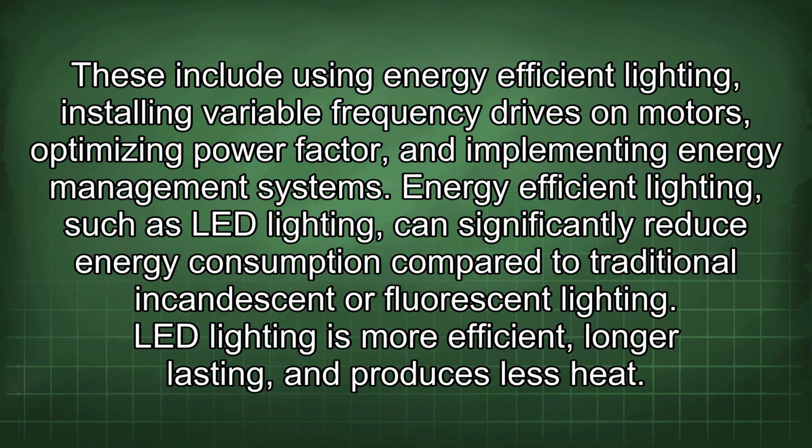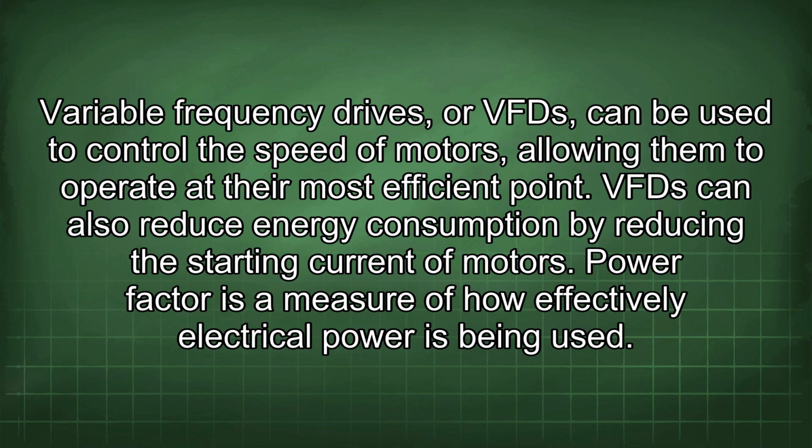Energy-efficient lighting, such as LED lighting, can significantly reduce energy consumption compared to traditional incandescent or fluorescent lighting. LED lighting is more efficient, longer-lasting, and produces less heat. Variable frequency drives, or VFDs, can be used to control the speed of motors, allowing them to operate at their most efficient point. The VFD can also reduce energy consumption by reducing the starting current of motors.